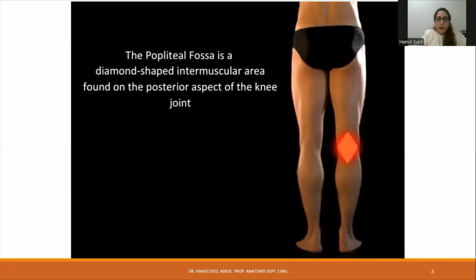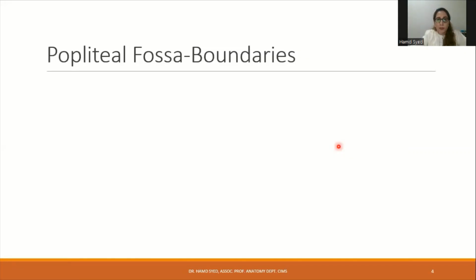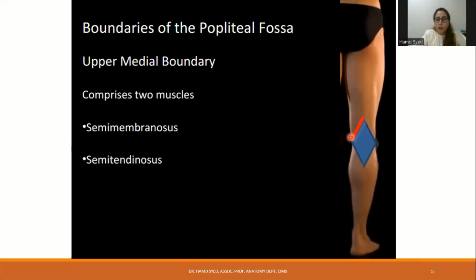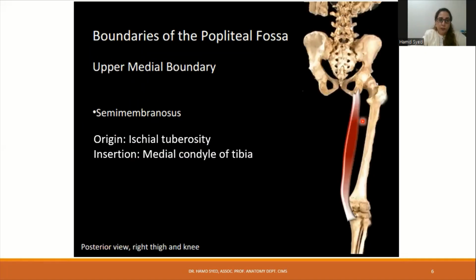So let's start by defining the popliteal fossa. You can see over here that this is the red-shaped area which is present on the posterior aspect of the knee, and it is a diamond-shaped intermuscular area. The boundaries are simply the upper medial, upper lateral, and lower medial and lower lateral. So first, let's look at this red line, which is representing the upper medial boundary, which is formed by the two muscles, semimembranosus and semitendinosus.